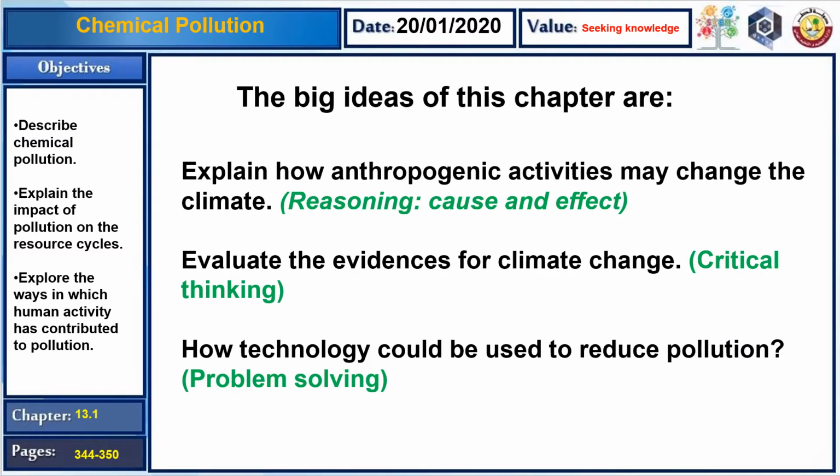The big idea to take from this chapter is to be able to explain how anthropogenic, which means human, activities may change the climate. And we also need to look at evidence and be able to evaluate for climate change and look at how technology can be used to reduce the pollution.